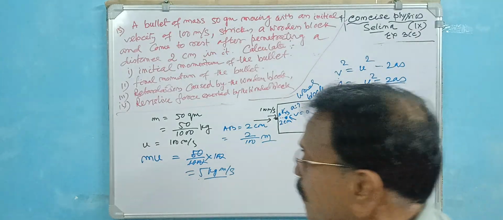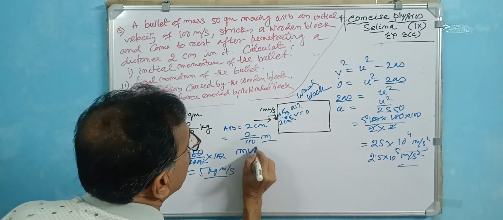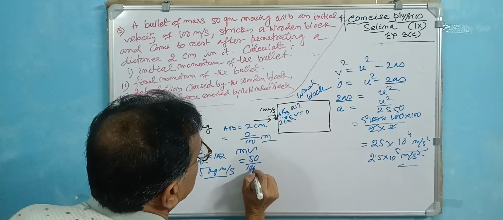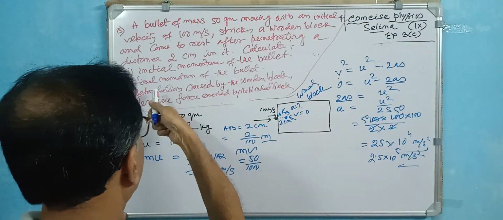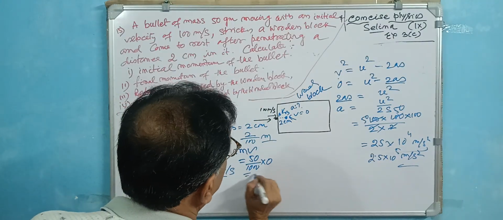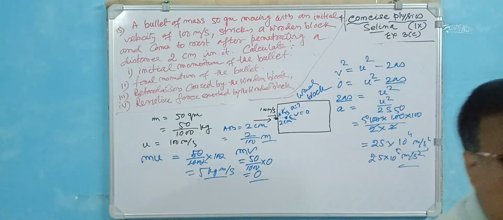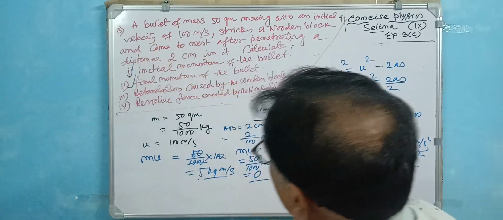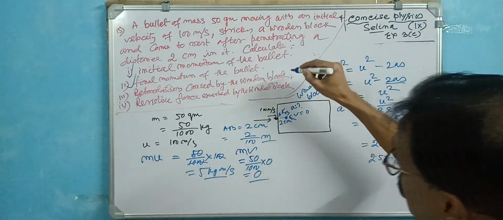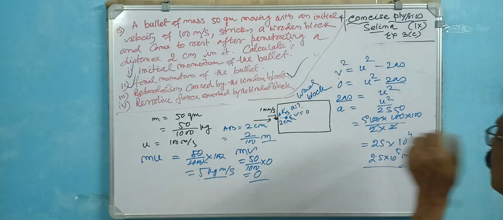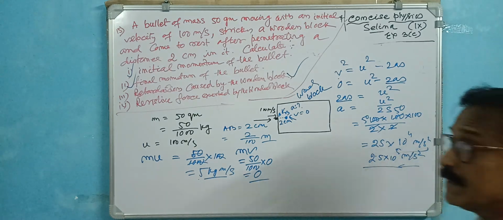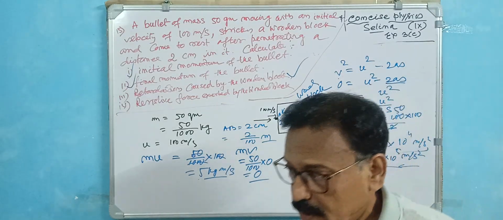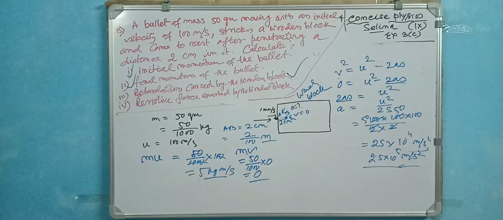What is the final momentum? You know, final momentum is mv. M is this, and v is 0, so the final momentum is ultimately 0, because the final velocity is 0. Initial momentum is calculated, final momentum is calculated. The retardation caused by the block is calculated as 2.5 into 10 to the power 5 meter per second square. For that retardation, the bullet stops here. Okay, it's clear to you now.